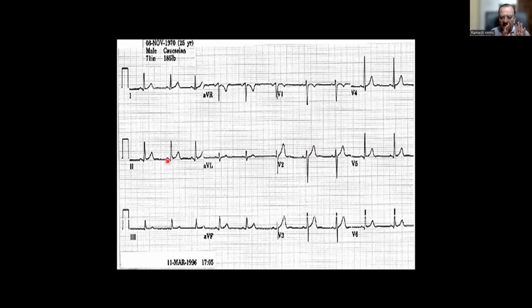So what do you understand? Is the AV node normal or abnormal? Diseased or normal AV node? Normal. The AV node is healthy, doing its job correctly, giving the expected delay. Right, correct. Okay.